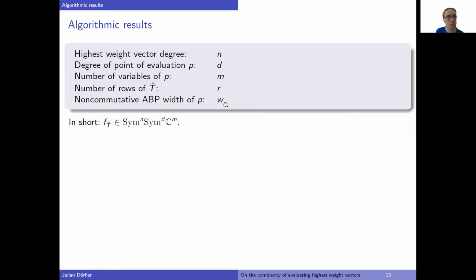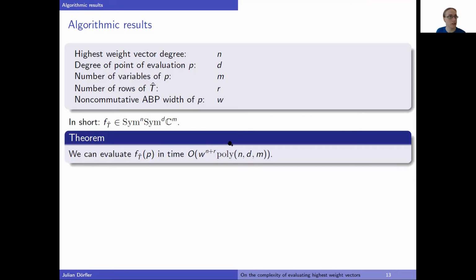If you don't feel comfortable with the non-commutative ABP width yet too much, then you can also look at this as the Waring rank. That is replaceable, as the Waring rank is always higher than the ABP width, or higher or equal. Okay, so the first result we have is we use the structure of the non-commutative ABPs and evaluate in W to the n plus R and polynomial in the rest of the parameters.